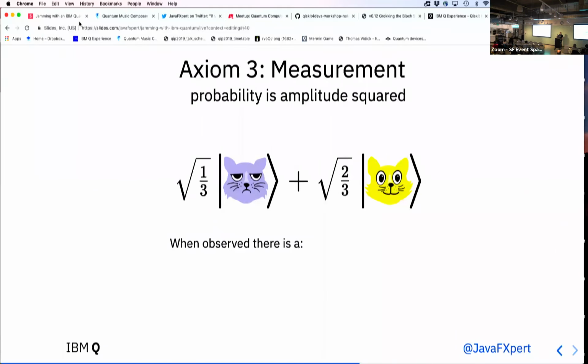Questions on that? So the third axiom, you're doing well. You're doing really well. So you've got quantum mechanics nailed now, two out of the three axioms. So now the third one is that the probability is the amplitude squared. So the probability that my cat is going to be measured as grumpy is the square of the probability amplitude, right? So what was the probability amplitude? It was the root of 1/3. Well, I'm going to ask you, what is the probability that when I observe my cat in that state, it is going to be grumpy? Somebody tell me. Everybody tell me. 1/3. There you go. 1/3 probability of being grumpy, 2/3 probability of being happy.